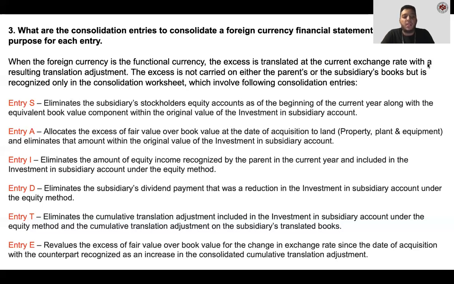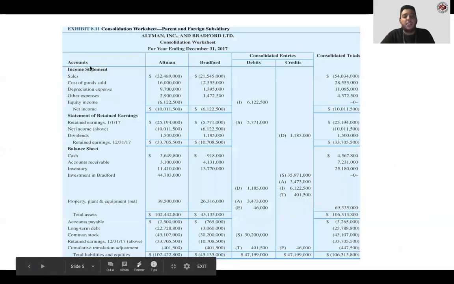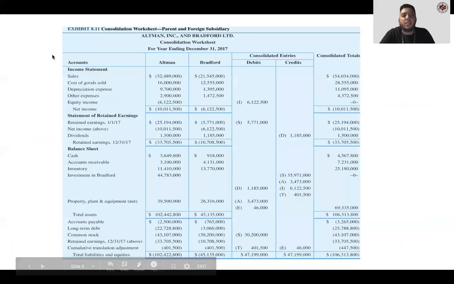Entry T revalues the excess of fair value over book value for the change in exchange rate since the date of acquisition, with the counterpart recognized as an increase in the consolidated cumulative translation adjustment. Here are the following consolidation entries and an example of the consolidation worksheet.